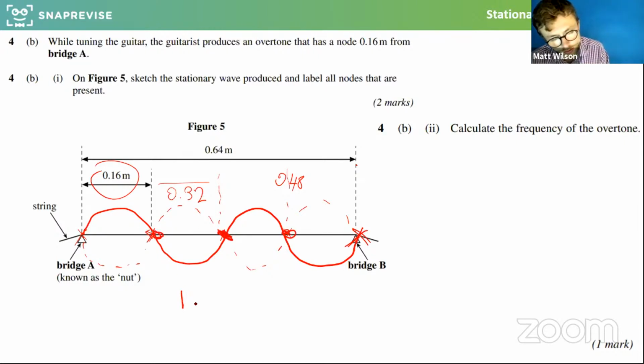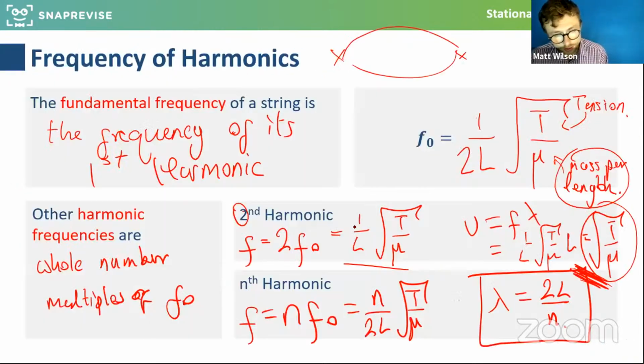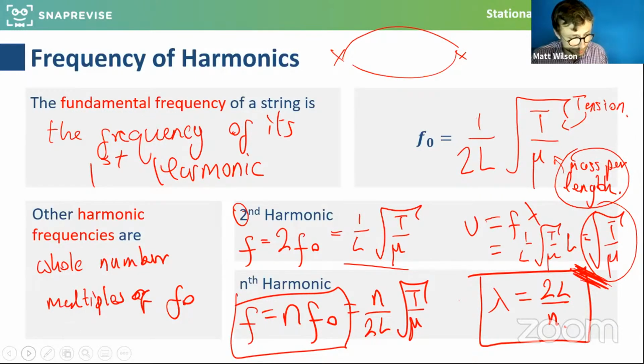Nodes here, here, here, here, and here. Good. Calculate the frequency of this overtone. Okay, interesting. So there's a few ways of doing this, but there's one really simple way, which is by going back to here. We said the frequency of the nth harmonic is n times the frequency of the fundamental harmonic.